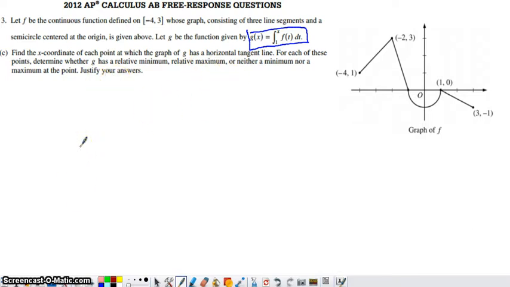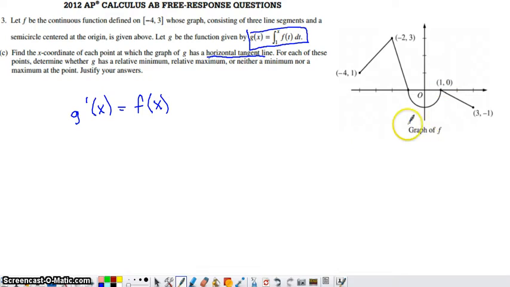So if we're looking for places where a graph has a horizontal tangent line, a horizontal line has a slope of 0, and a tangent line is going to be determined by a derivative value. Back in part B of this problem, we found the derivative of G using the second part of the fundamental theorem of calculus. Since we're taking the derivative of this definite integral and the x is in the upper limit, we put that upper limit in place of the t. The derivative and the definite integral essentially undo each other, and g prime of x is going to be equal to f of x.